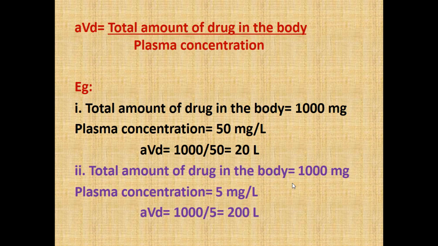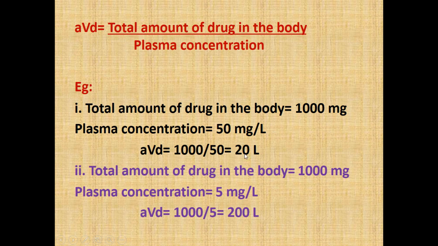The apparent volume of distribution is calculated by the total amount of the drug in the body divided by the plasma concentration. Here we can see the two things. The total amount of the drug in the body is 1000 and the plasma concentration is 50. Now if we calculate, the volume of distribution is 20 liters. But if the plasma concentration is reduced to 5, the volume of distribution becomes 200.